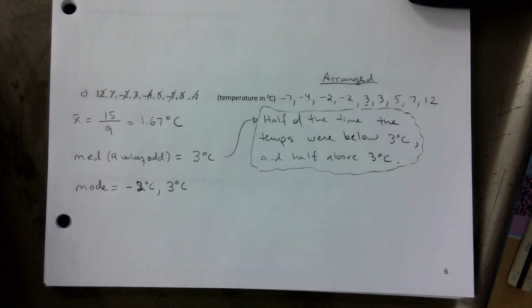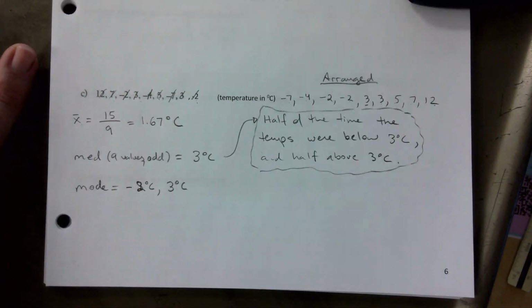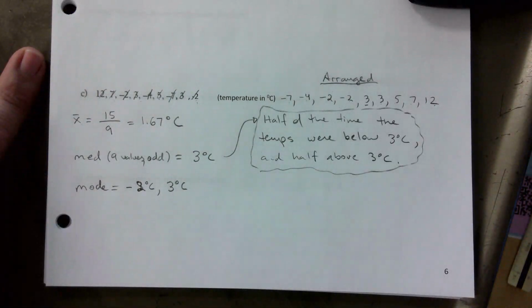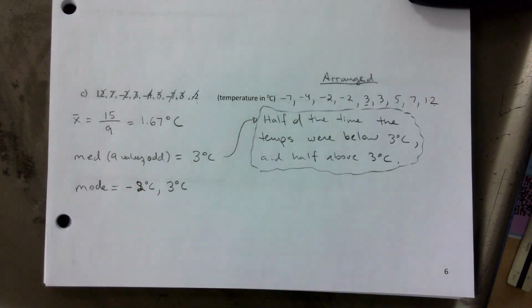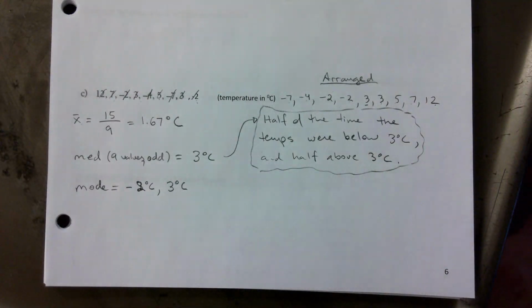If I said the median number of sleeping hours for this class is 5 hours, then that would mean what? Half of students sleep less than 5. Heavens forbid, I hope not. Or half of the class sleeps longer than 5 hours. Okay, so that's the median. That's what the median is trying to tell you.